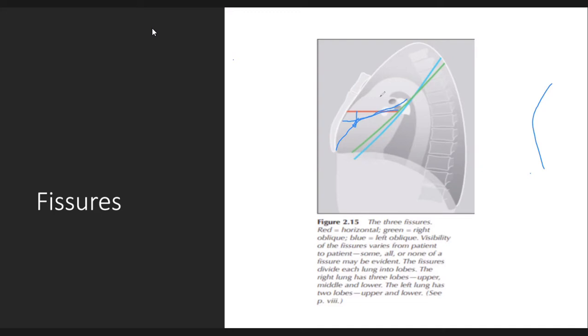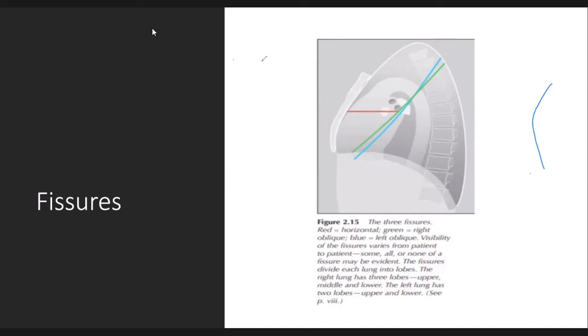Also, if there is a lesion in the posterior lobe, like a collapse, then the fissure may go backwards also. So the position of the fissures is very important.